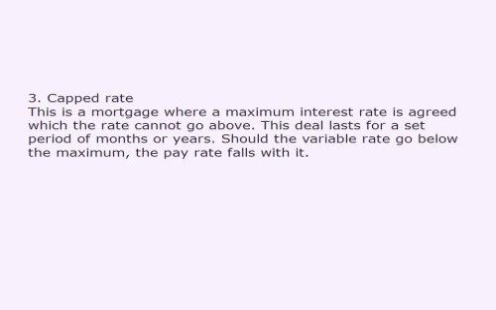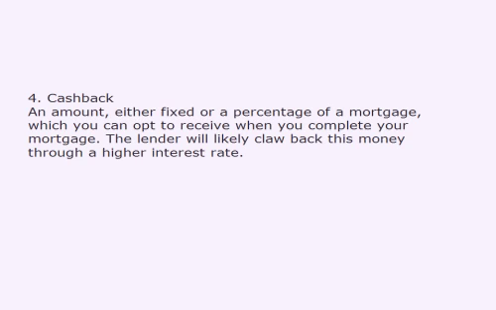3. Cap rate. This is a mortgage where a maximum interest rate is agreed which the rate cannot go above. This deal lasts for a set period of months or years. Should the variable rate go below the maximum, the pay rate falls with it. 4. Cashback. An amount, either fixed or a percentage of a mortgage, which you can opt to receive when you complete your mortgage. The lender will likely claw back this money through a higher interest rate.